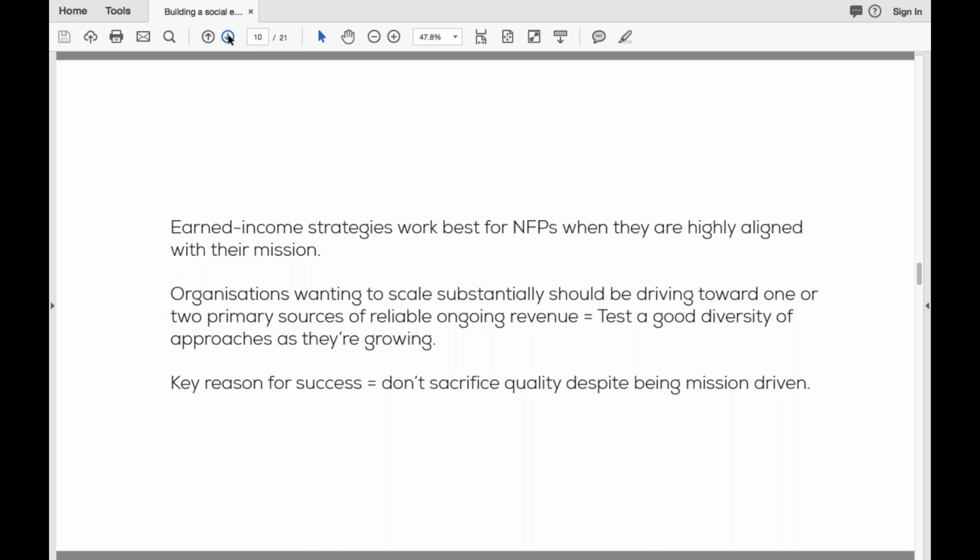Earned income strategies work best for not-for-profits when they're highly aligned with their mission, and this is incredibly important. So what you do well as an organization, there are additional avenues there and ways to generate revenue. That's an important point, and I'm happy to explore that in more detail towards the end. But it's very, very important that these new revenue streams need to be aligned with your mission, so that your audience understand what they're all about.